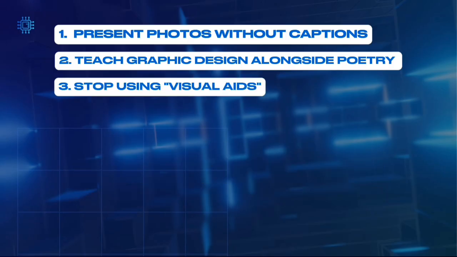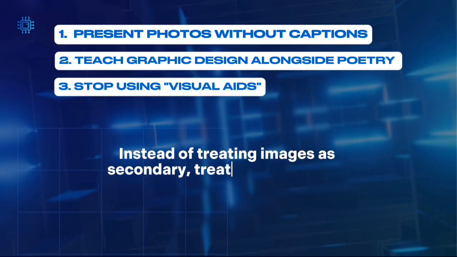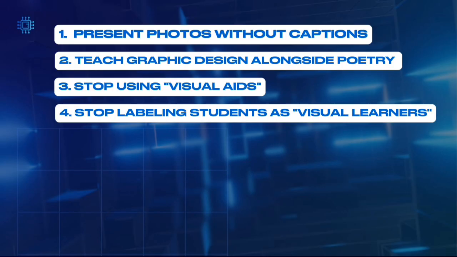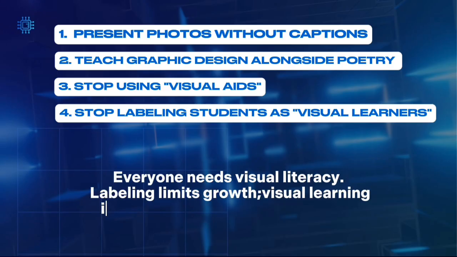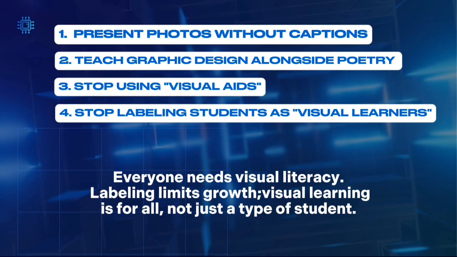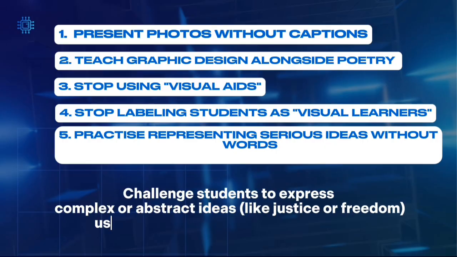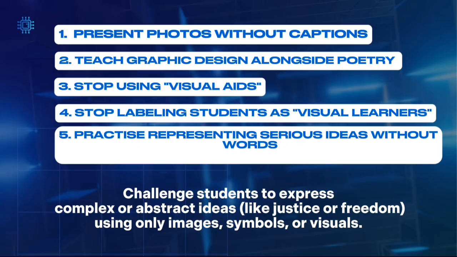Stop using visual aids. Instead of treating images as secondary, treat them as essential tools for communication equal to text. Stop labeling students as visual learners. Everyone needs visual literacy. Labeling limits growth. Visual learning is for all, not just a type of student. Practice representing serious ideas without words. Challenge students to express complex or abstract ideas like justice or freedom using only images, symbols, or visuals.